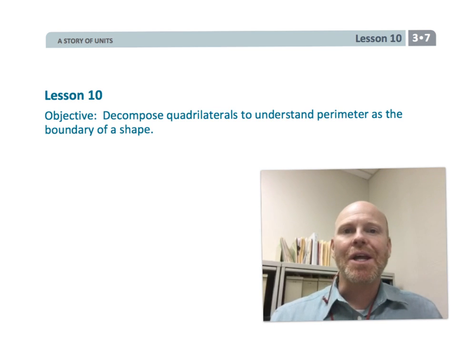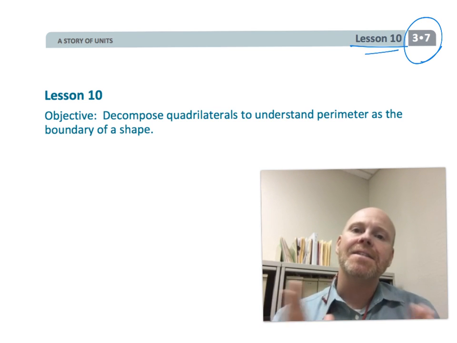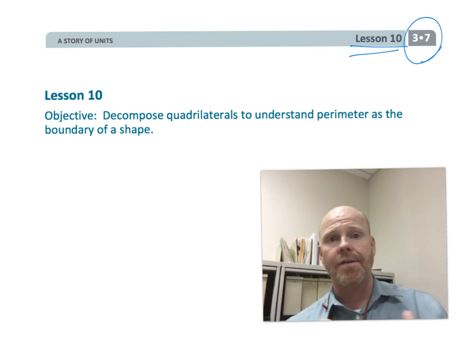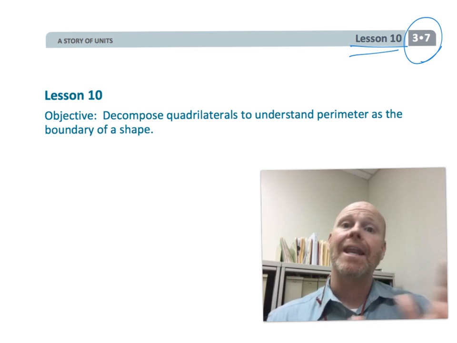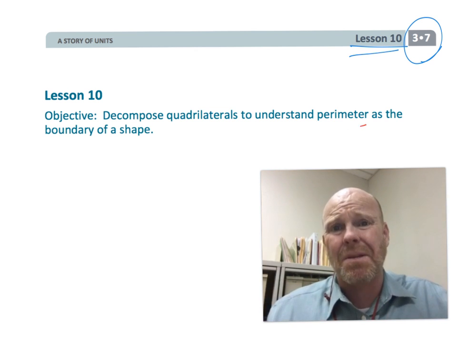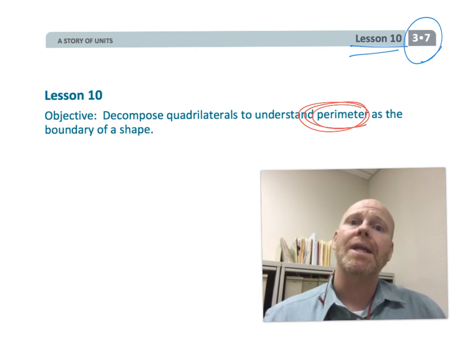All right, this is third grade, Module 7, Lesson 10. And in this lesson, we begin the process of helping our students understand the difference between perimeter and area. And really, we're going to begin by explaining what is perimeter and what is area.